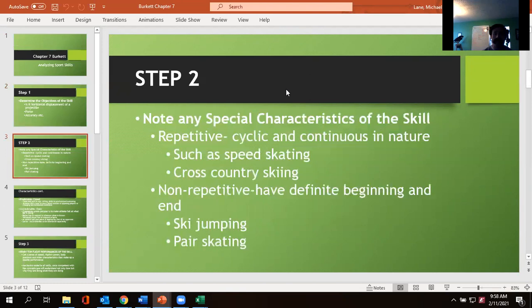Okay. From there, we're going to look at any of the special characteristics. So is this repetitive, meaning we're going to do this over and over again, like long distance running, swimming, skiing, etc.? Or is this non-repetitive? So we have a beginning and we have an end. This could be pitching a baseball, throwing a shot put. This could be jumping. This could be a gymnastics routine. This is where you're going to see a start and a stop.